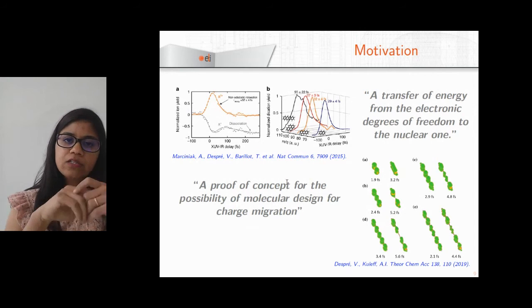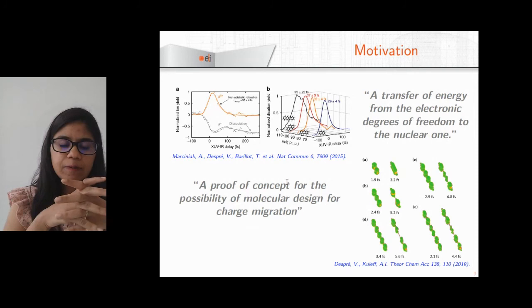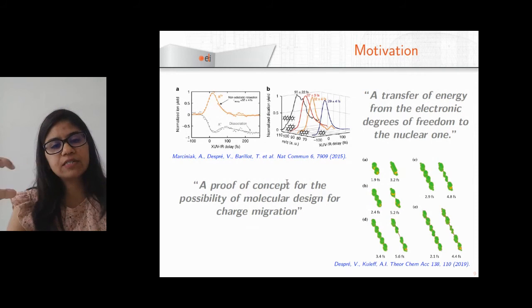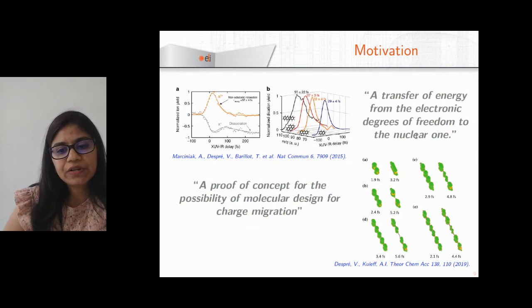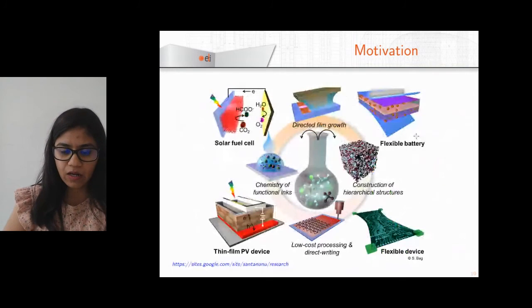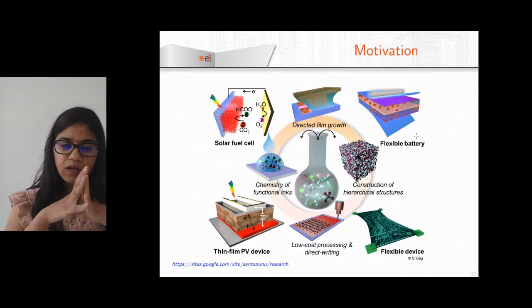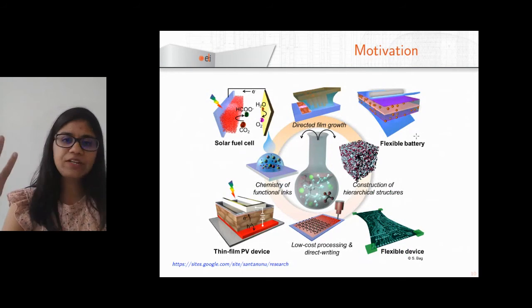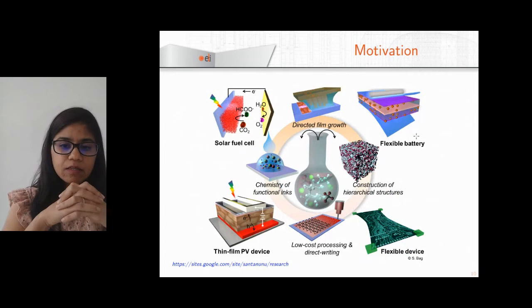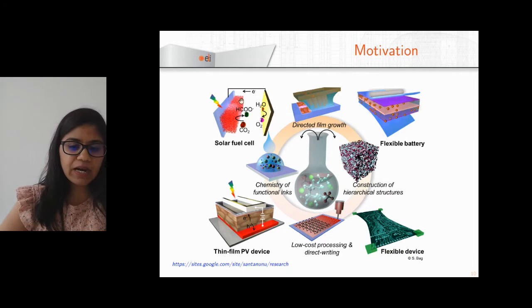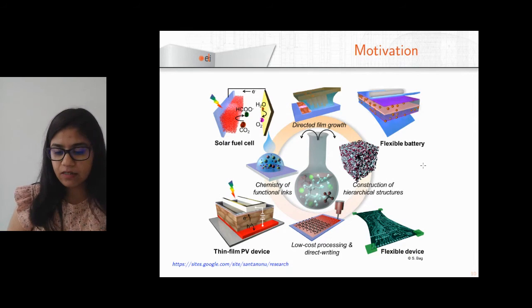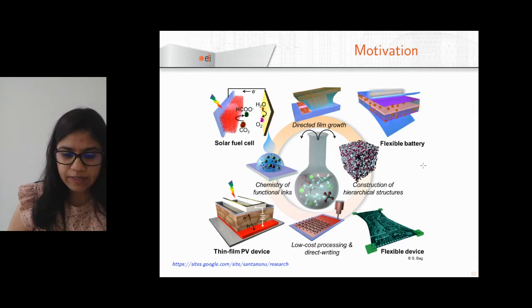Further, in one of their other studies, they showed polyaromatic hydrocarbons where they increased the number of benzene rings, and they showed that there is a transfer of energy from the electronic degrees of freedom to the nuclear degrees of freedom. So it has already started, how we can do this. And so if we are able to manipulate the charge migration in a system, then this basic engineering of the molecule will have a huge impact in several different fields. And it will be indeed a very interesting and very important study.